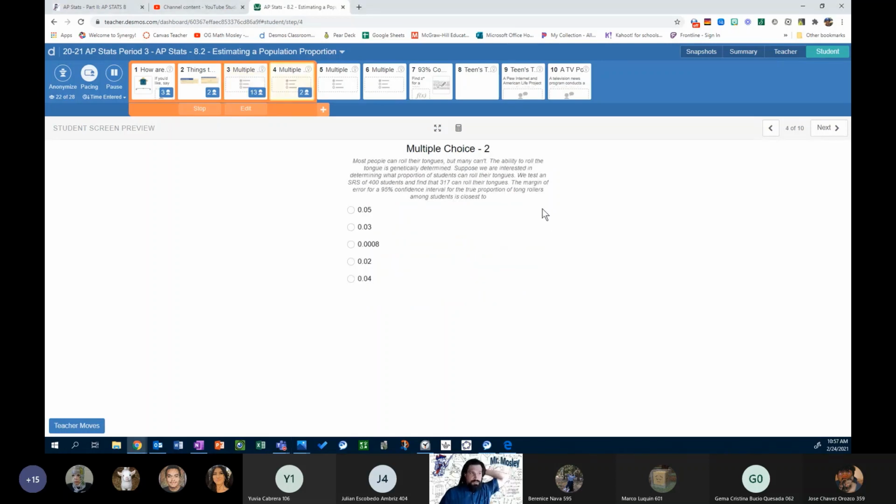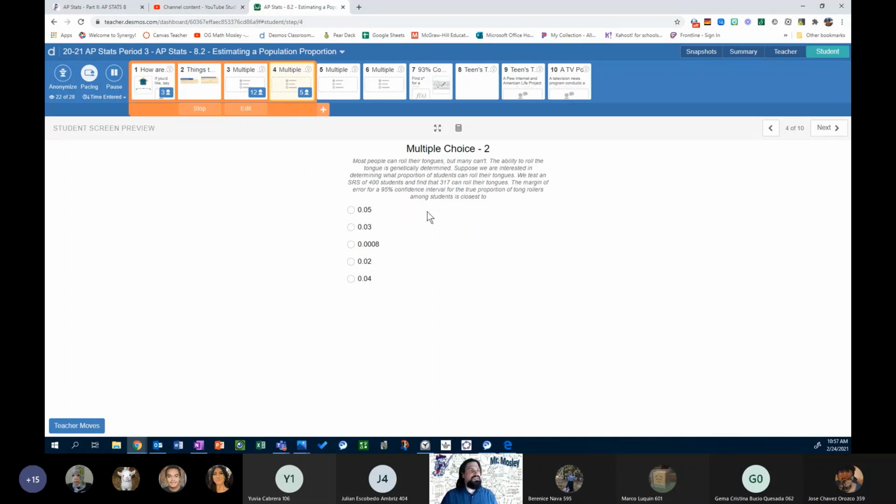Multiple choice 2. Most people can roll their tongues, but many can't. The ability to roll the tongue is genetically determined. Suppose we are interested in determining what proportion of students can roll their tongues. We test an SRS of 400 students and find that 317 can roll their tongues. The margin of error for a 95% confidence interval for the true proportion of tongue rollers among students is closest to, and you need to decide.